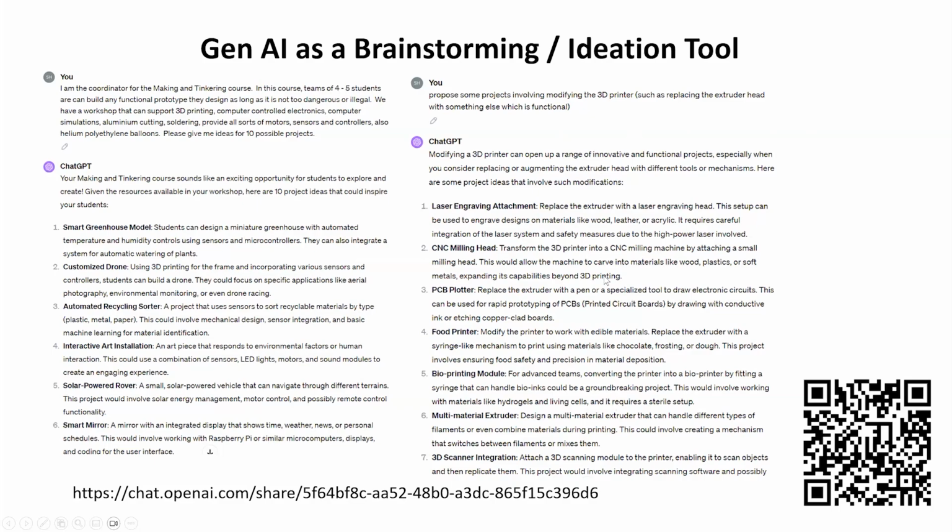Again, it gave very good suggestions, and a few of these we actually have done in the past. But the thing that I like is this PCB plotter. Now I can get a very cheap PCB machine, right? And I just replace the head with something that could ink, maybe use conductive ink, to draw a circuit. So I think this is great.